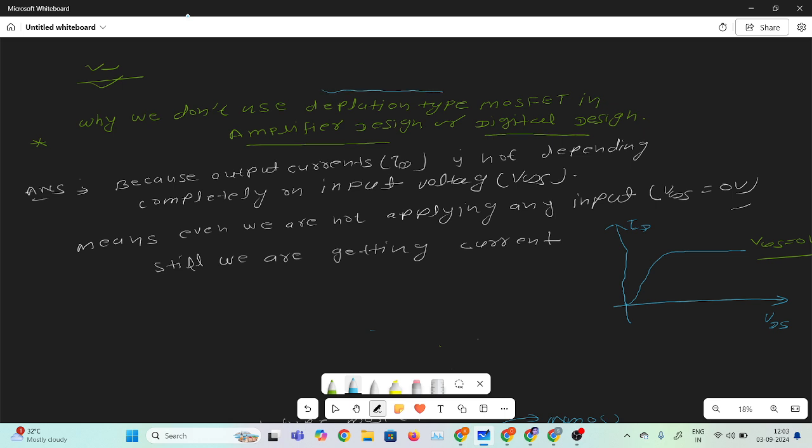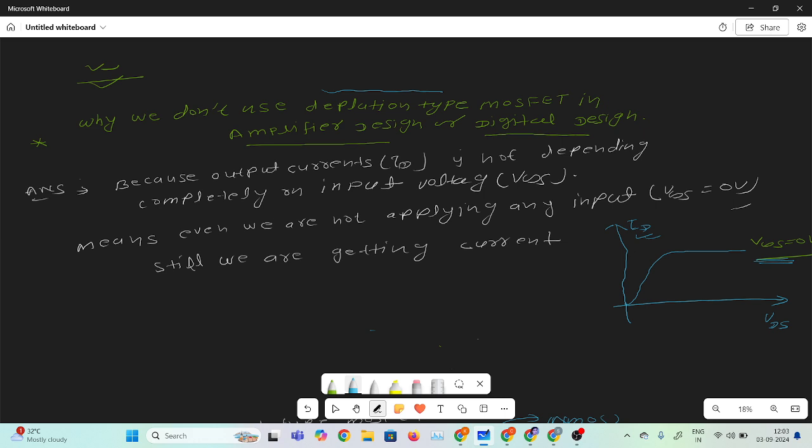Why? The reason is, as I told in the previous part, that in the case of the depletion type MOSFET, the output current does not depend upon the input voltage. It means we are not applying any input voltage and still we are getting the current. That's why we don't use the depletion type MOSFET in amplifier design. The output current is not depending completely on the input voltage VGS.